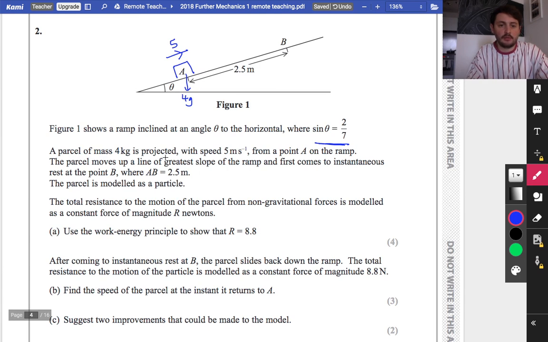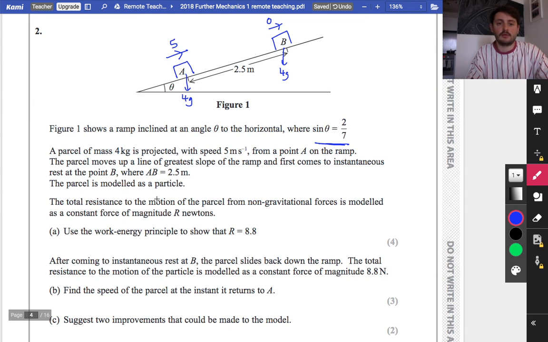What else does it say? The particle moves along the line of greatest slope of the ramp and first comes to instantaneous rest at B. So here it has got no speed at all, but it's obviously still got its weight and some other forces too. The parcel is modelled as a particle.